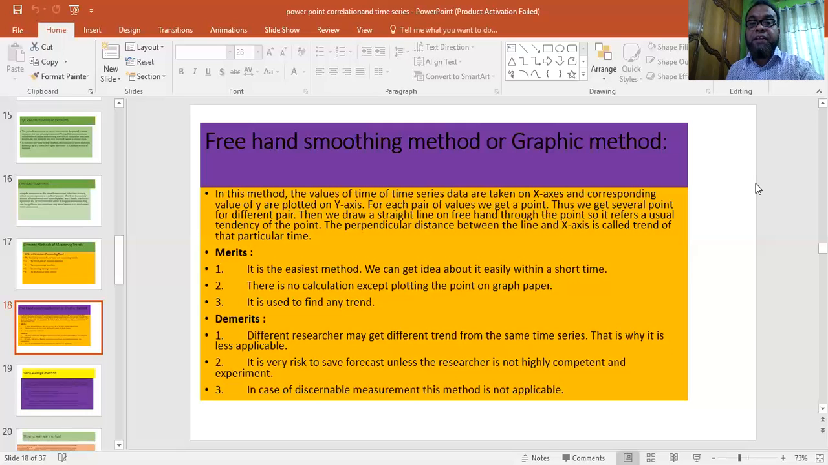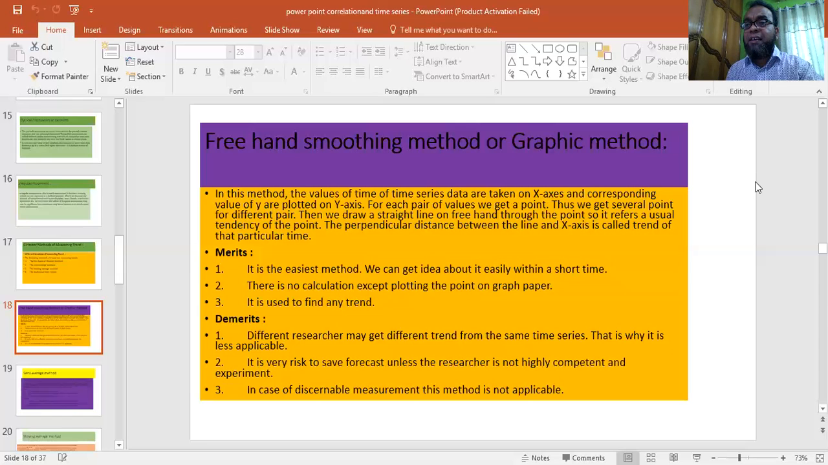Now the merits and demerits, that is, the advantage and the disadvantage of the freehand method or graphical method. Now merits. It is the easiest method, very simple and the shortest method. We can get an idea about it easily within a short period of time. Number two, there is no calculation except plotting the points on graph paper.